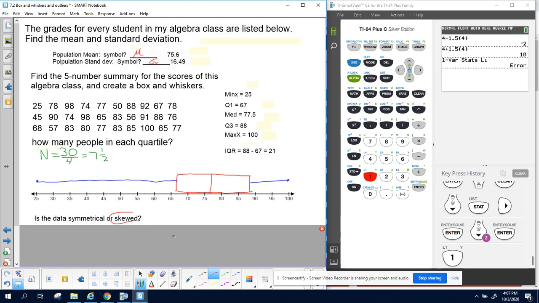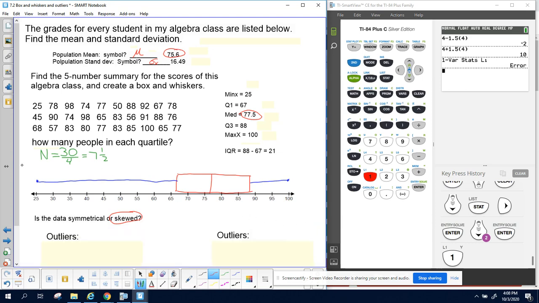Hopefully you chose skewed. This does have pretty equal boxes, but because the left whisker is way longer than the right whisker, the mean is probably going to be lower than the median. The median's here. The mean is probably lower than 77.5. Quick check. Indeed, it is lower at 75.6.